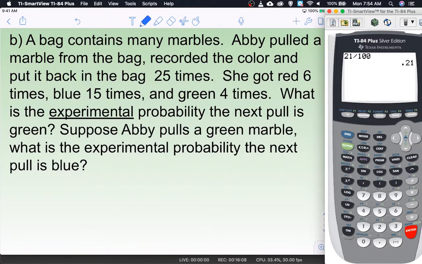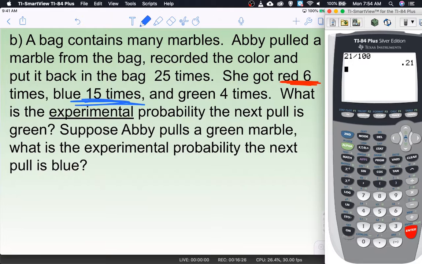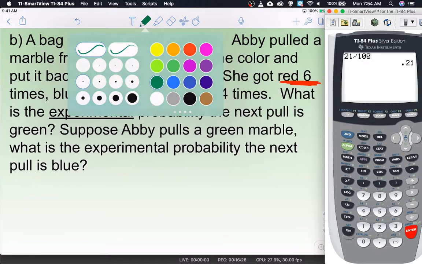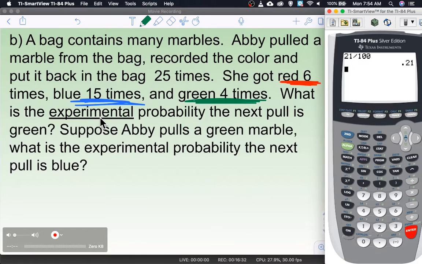A bag contains many marbles. So we don't actually know how many marbles. Abby pulled a marble from the bag, recorded the color, and put it back in the bag 25 times. She got red 6 times. She got blue 15 times. She got green 4 times. What is the experimental probability the next pull is green?